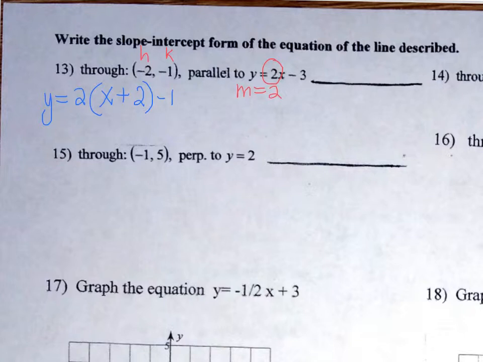Once you substitute the values, you just have to distribute. So it would be y equals 2x, and 2 times 2 is 4, minus 1. So what is 4 minus 1? That would be 3. So let me put my equation. y equals 2x plus 3.